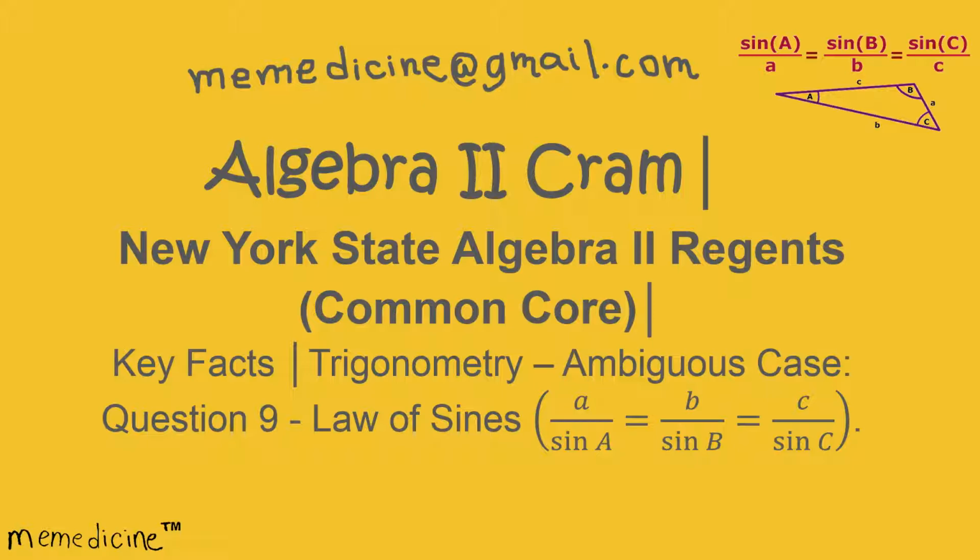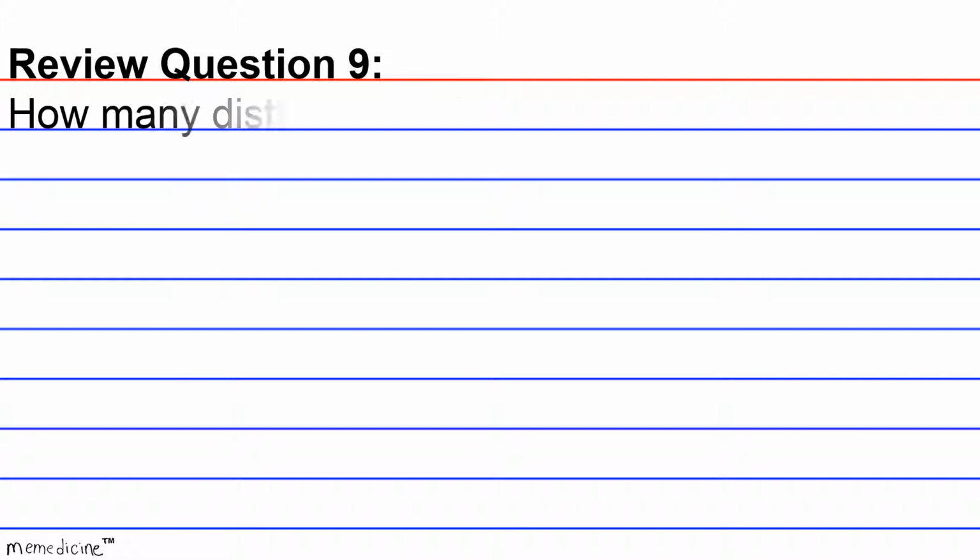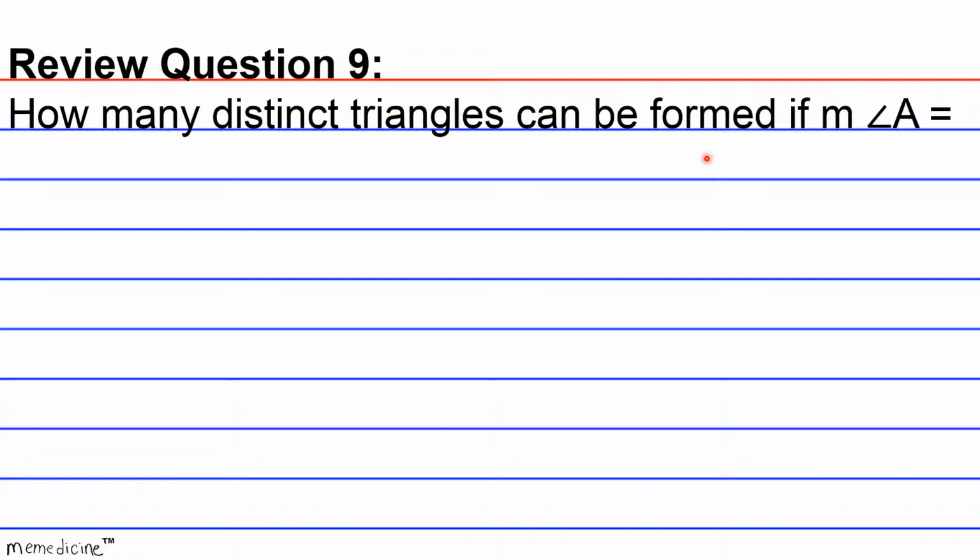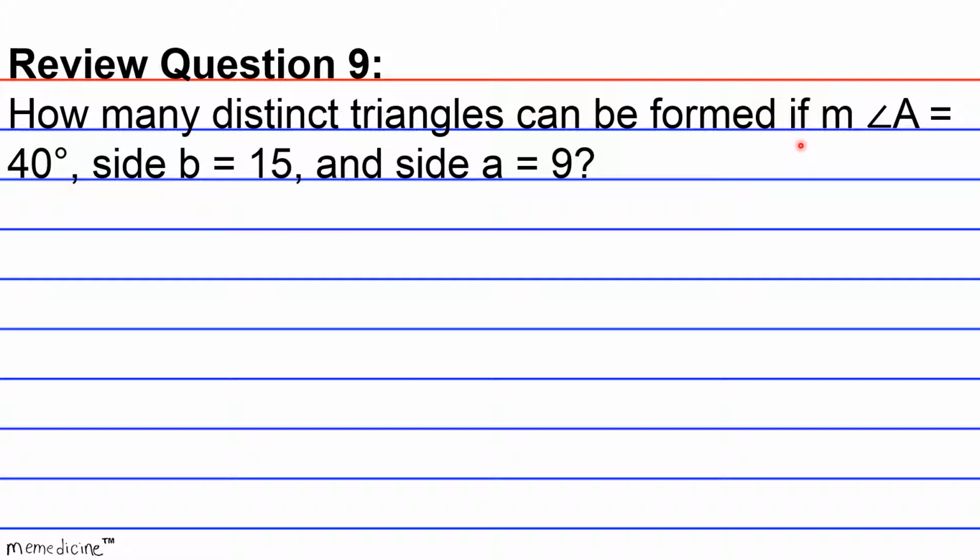All right, let's delve into the question. Review question 9. How many distinct triangles can be formed if the measure of angle A is equivalent to 40 degrees, side B is equivalent to 15 units, and side A is equivalent to 9 units, which we're not told? Is it going to be one distinct triangle, two, 3 distinct triangles, or 4 distinct triangles? You decide. I'll give you a moment to think. Definitely press pause at this time to work out your solution.